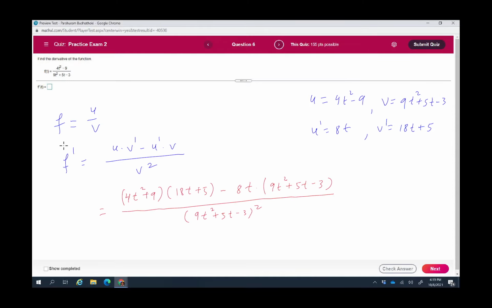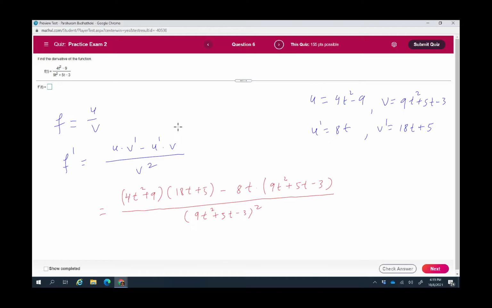So here we are going to use the quotient rule. Let's assume that the function on the top is u and the value on the bottom is v, and this is the quotient rule. To find the derivative of this kind of quotient, you can use this rule, and the rule is u times v prime minus u prime times v.